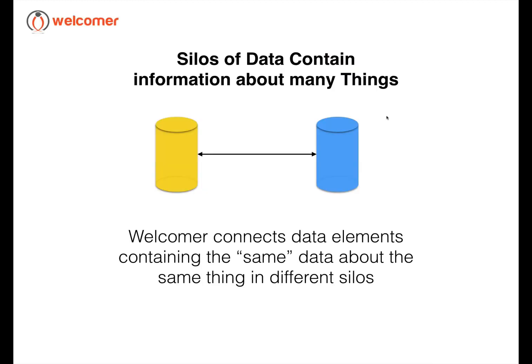Welcomer is a set of open source programs that provide the mechanism for electronic identities to communicate, and is implemented as a set of APIs that sit on top of electronic silos of information. The mechanism is a simple one. It connects data elements in silos that contain the same data about the same thing in different silos. The data values may be different in different silos, but the data elements represent the same thing. So my name could be Kevin Cox in one silo and Ross Cox in another.